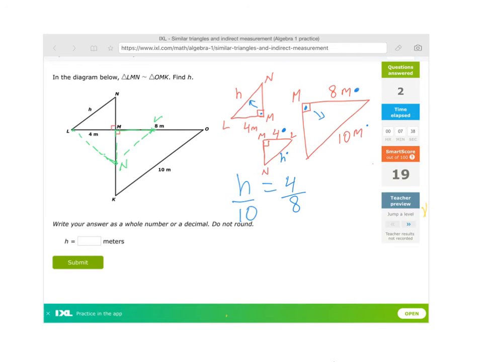Again, SADMAP. We see a division. What's the opposite of divide? Multiply. So let's multiply 10 on both sides. So H is equal to 4 divided by 8 times 10. So that's half times 10, which we get as 5. So let's plug that in.